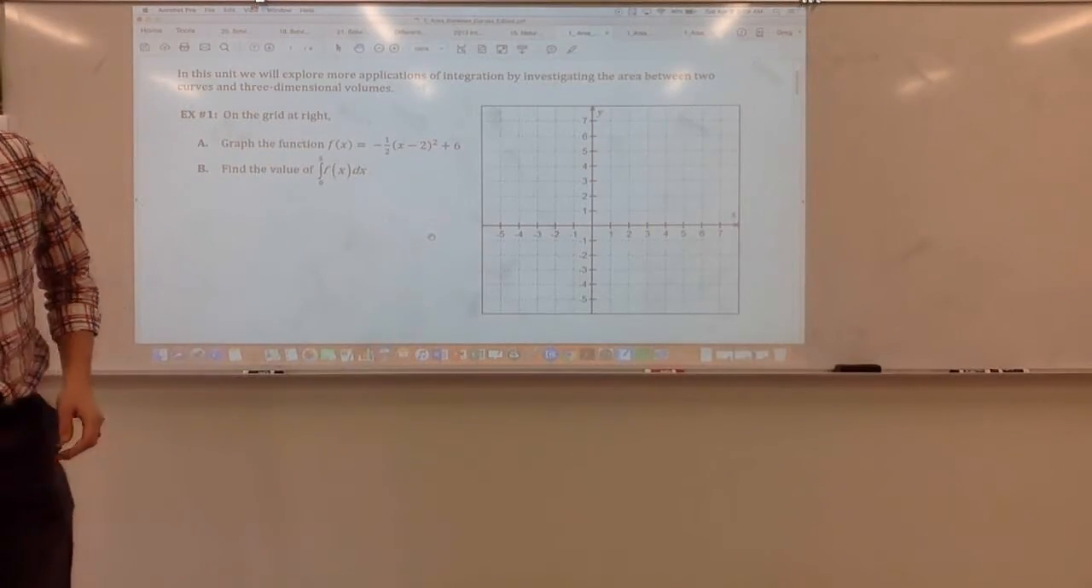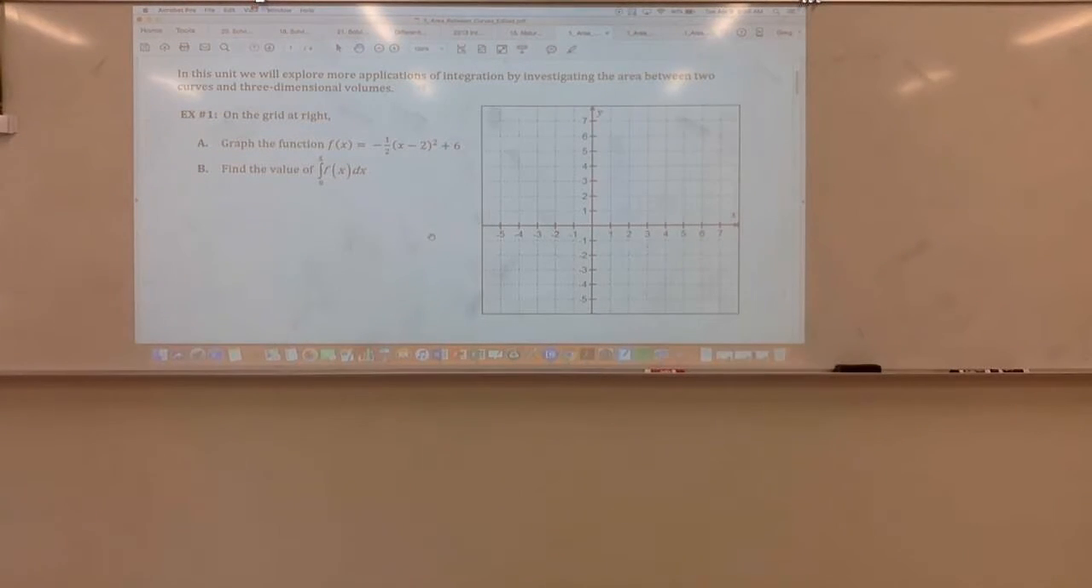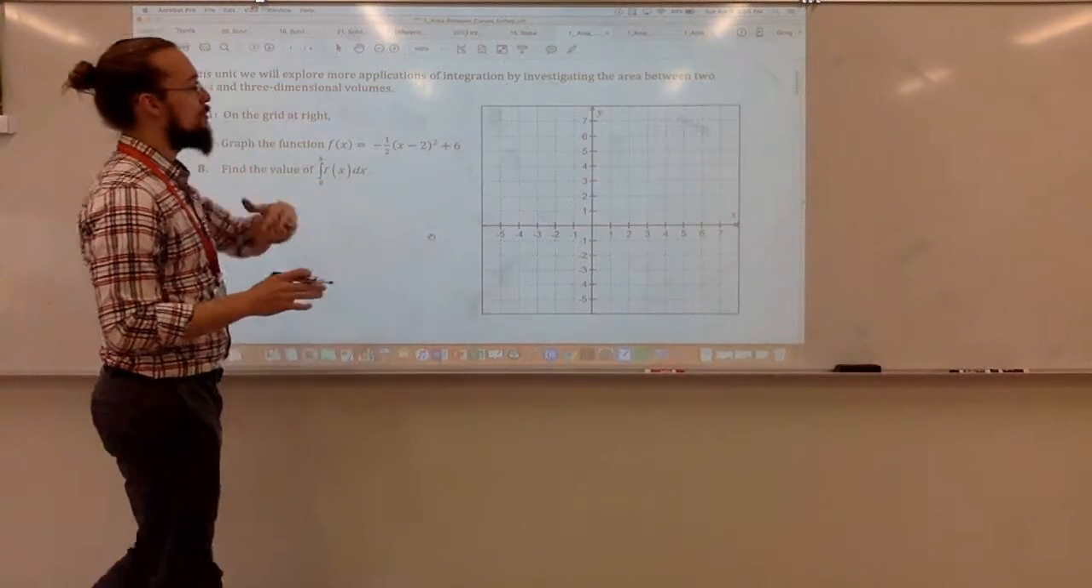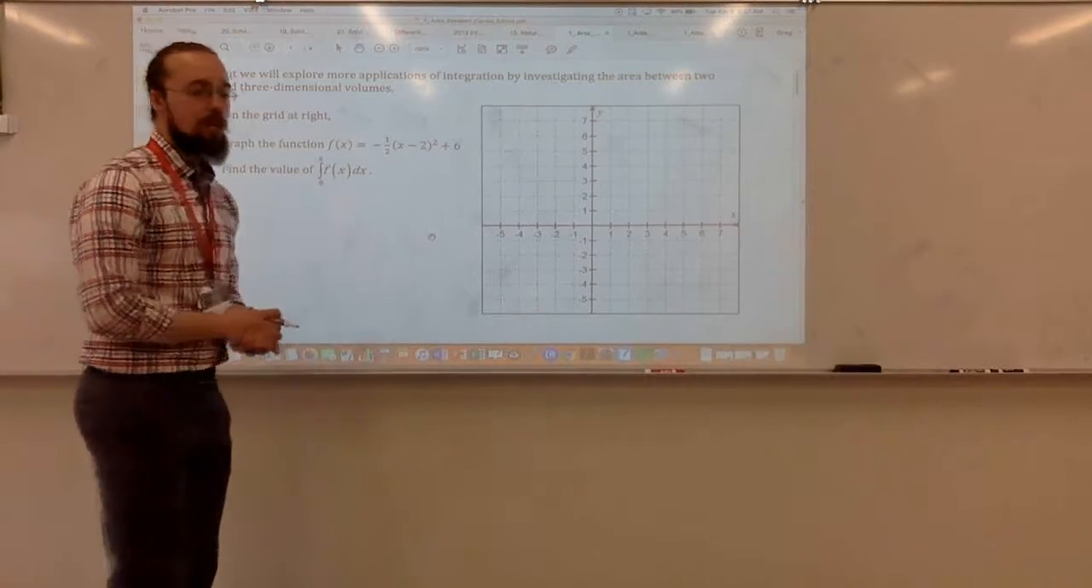All right, so let's take a look at this first example. We're going to find the area between two curves here, but first we're going to find the area between each curve and the x-axis separately. So first, we're given f of x equals negative 1/2 times x minus 2 squared plus 6. So let's graph this function first. It's not super important that you're able to graph it by hand. We could use a calculator to get a picture of this, but what would this picture look like?